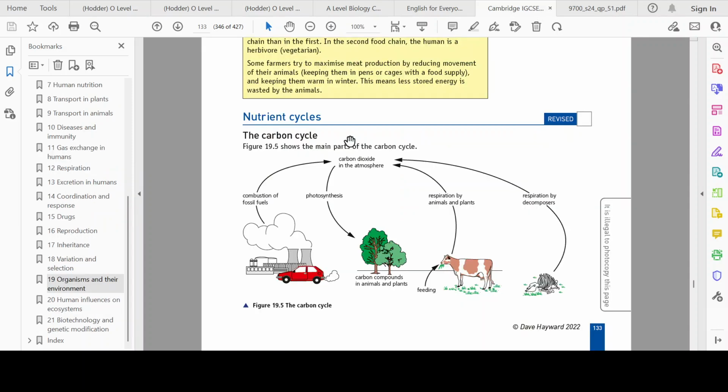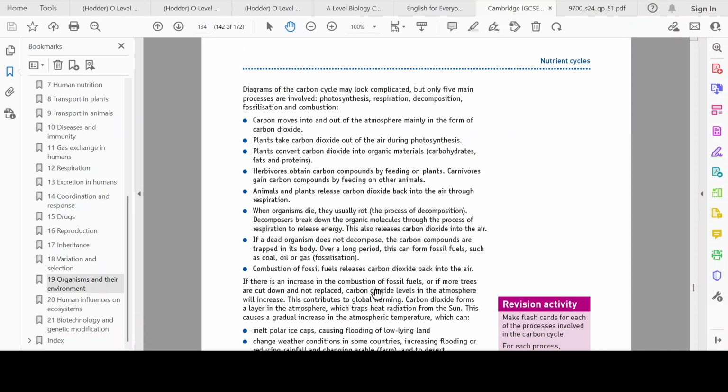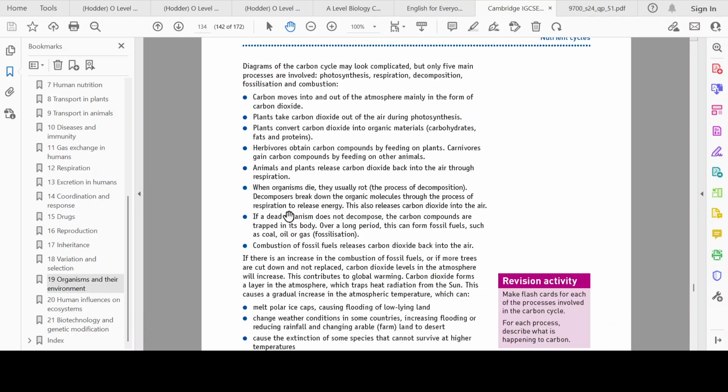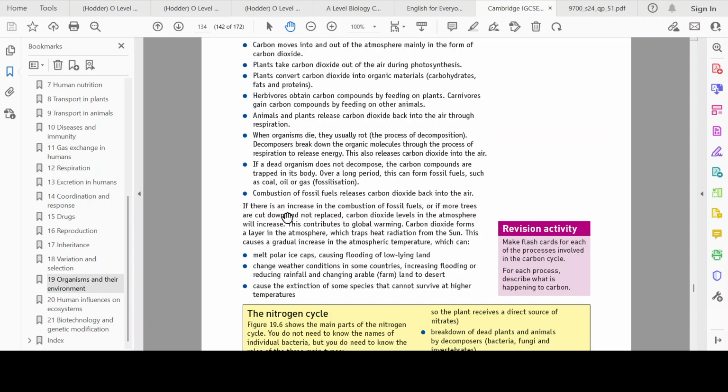So the carbon cycle, right? You've got carbon being produced due to combustion of fuels, respiration, decomposition. So that's all going into the atmosphere, right? And the only way it's being returned is by photosynthesis. Okay, and so they've explained that over here in bullet points. So I'm kind of going to skip that.